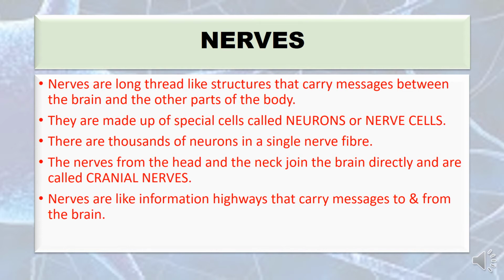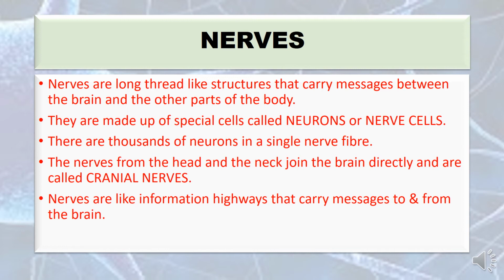They are made up of special cells called neurons or the nerve cells. Yes, they are made up of special cells. The special structure cells are called as neurons or the nerve cells. There are thousands of neurons in a single nerve fiber. They carry messages from one place to another. Now, nerves from different parts of the body are attached to each side of the spinal cord. The nerves from the head and the neck join the brain directly.